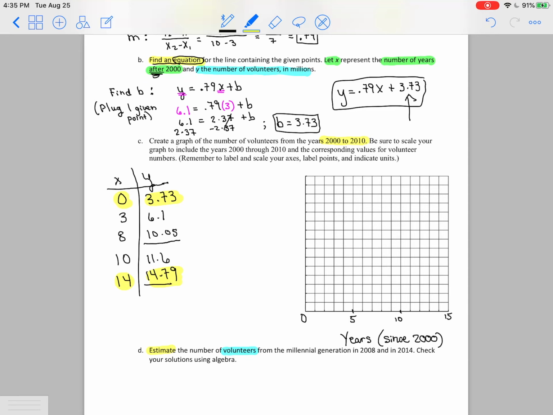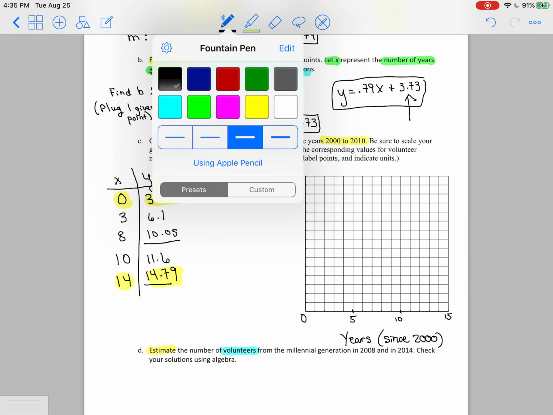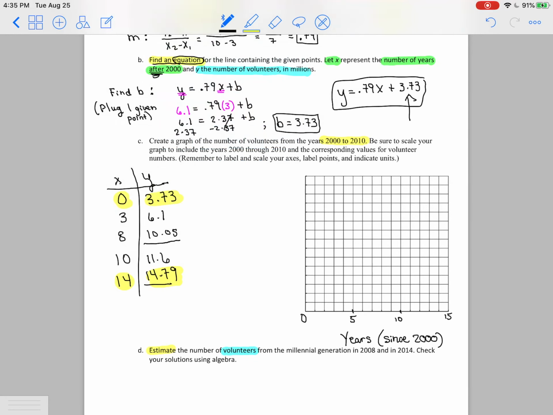If it went like 3.73 to maybe 5 point something, we would want to go less than 1 on our scale, because we would want to be able to graph those kind of awkward decimals a lot easier. The smaller the number on your scale, the easier it is to see the changes, the intervals on your graph. All right, but I think we're safe to just do the same as our x-axis.